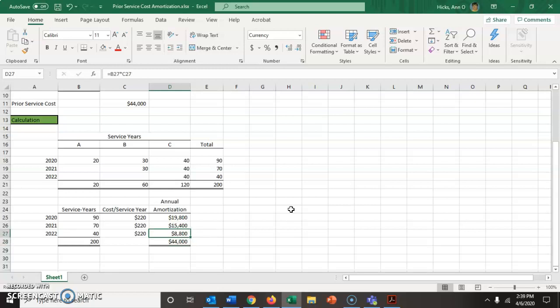If you think about it, what we're doing is we're amortizing the service cost against the future years of benefit we're getting from these employees. Total accrual-based accounting.